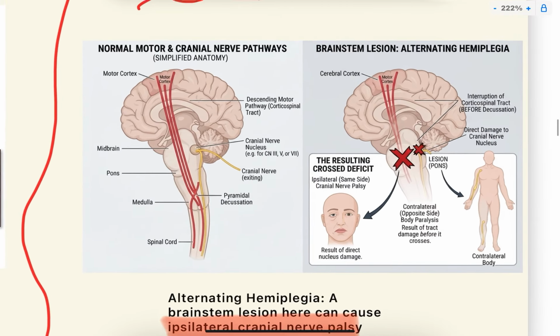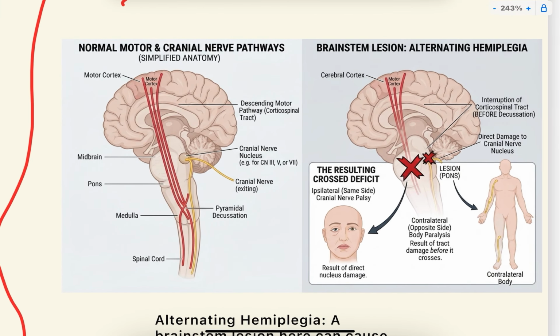Okay, so as we can see here, it affects on the same side what? It will affect on the same side damage directly to the cranial nerve, which will lead to what? Cranial nerve palsy. But on the contralateral side, it will affect what? Before the decussation, it will affect your corticospinal tracts on the opposite side. So it will lead to weakness before the decussation.